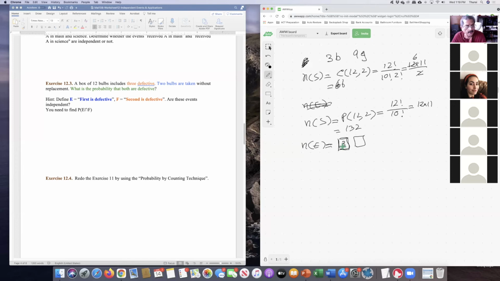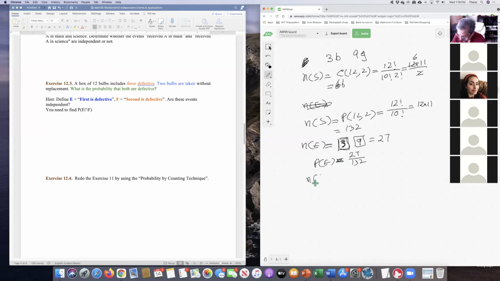Second one has to be good for the event E. The event E says first one is defective. We are selecting 2. So first one defective means second one good. That's what it means. So the number of ways of selecting 1 bad is 3. And the other one has to be good. So that's 9. So 27 ways to get first one defective, second one good. So therefore, probability of E is 27 divided by 132.